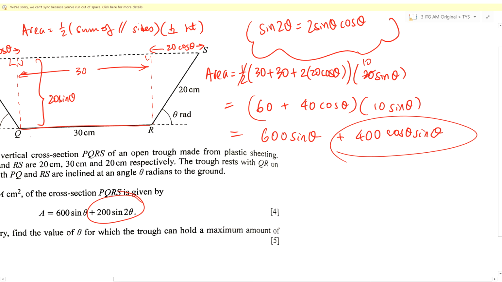With this in mind, can I extract 2 sine theta cosine theta out from here? Sure, I can. This becomes 600 sine theta plus 200 times 2 cosine theta sine theta. And now my sine 2 theta has appeared with a coefficient of 200. Now they are the same.